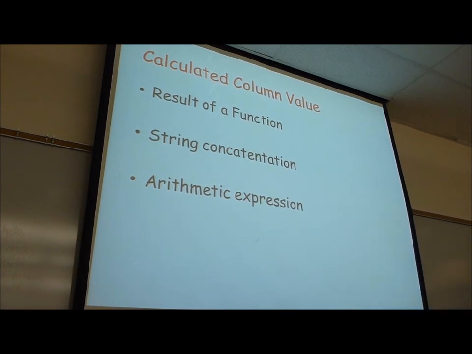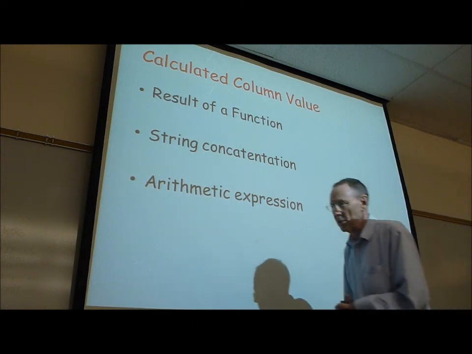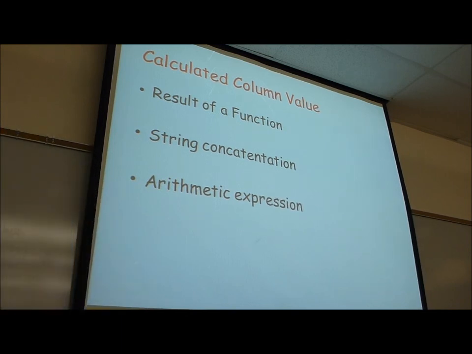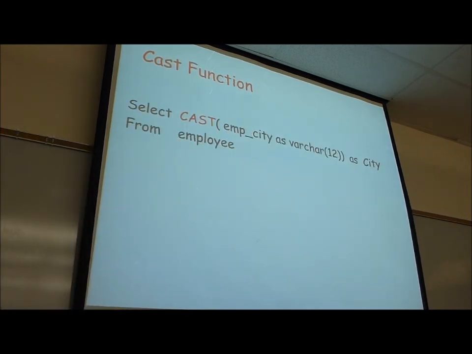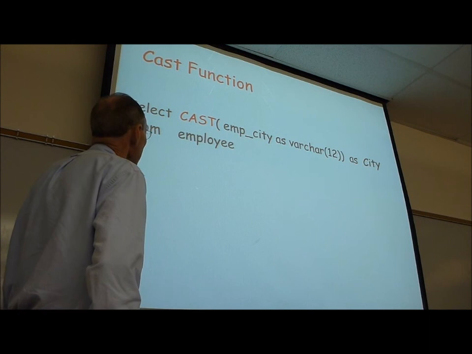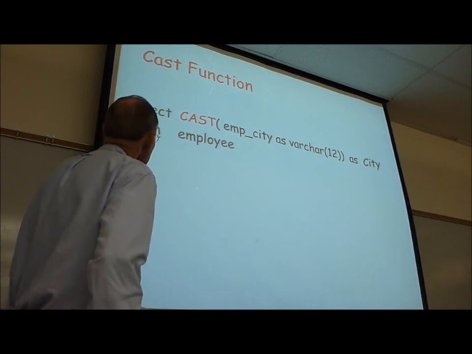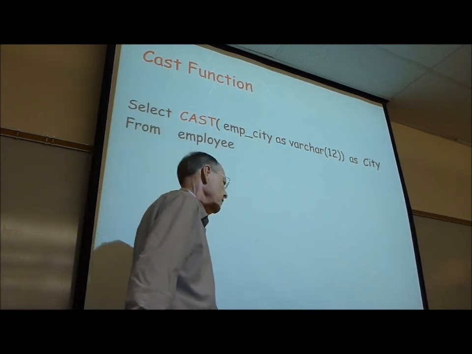Now when we have calculated columns, we've got to apply a label because it doesn't have any name for that, so it usually leaves it either blank or expression number 1 or something like that, depending on your system. I've got an example of about three of those. This is going to be an important function, and we'll look at this one right away. This is the cast function.